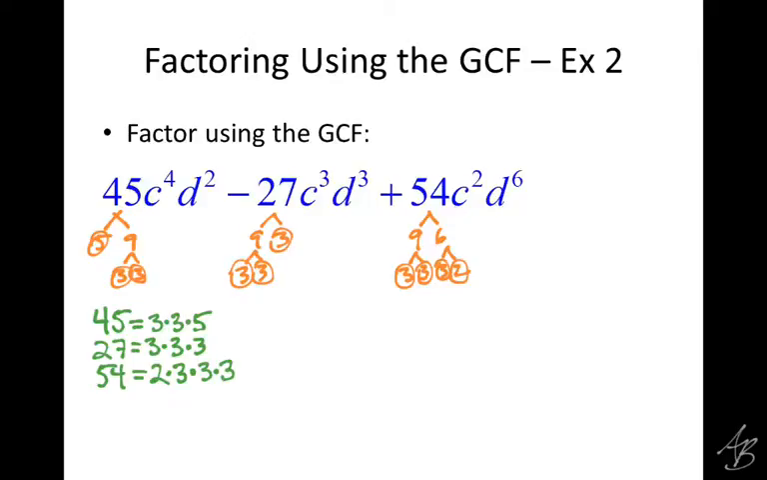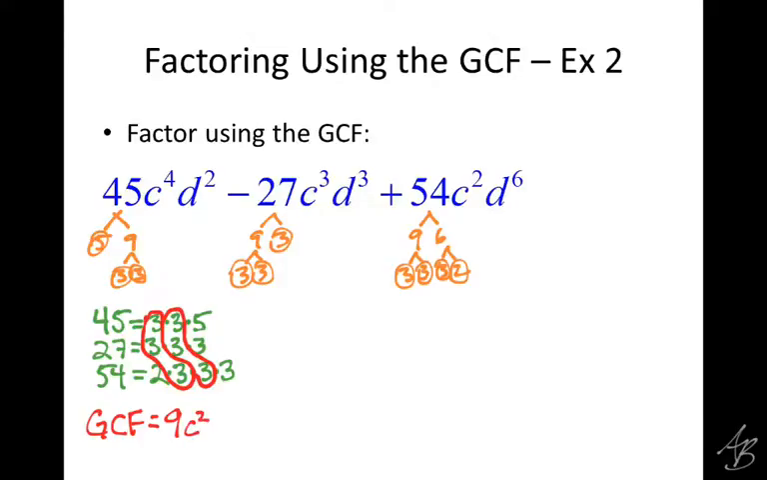What do they have in common here? Somebody help me out. Looks like they've all got a 3. Okay, what else? That's it? How about another 3? And then another 3? No, because the first one doesn't have another 3. All right, so then we write GCF equals, what's 3 times 3? 9.